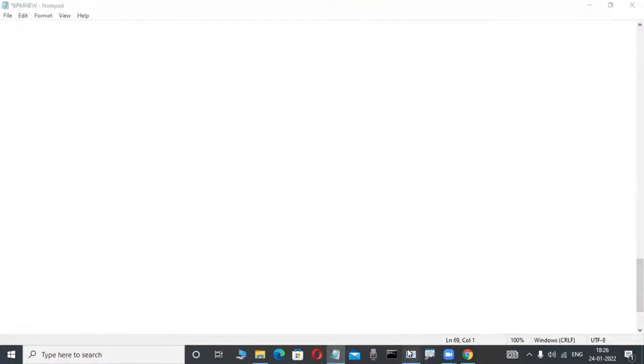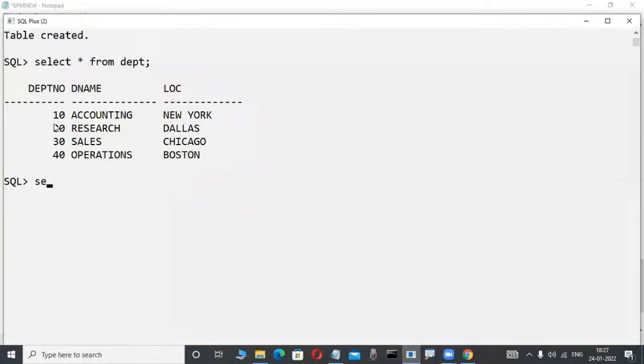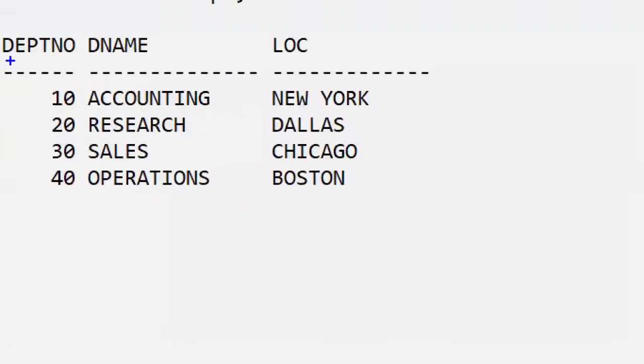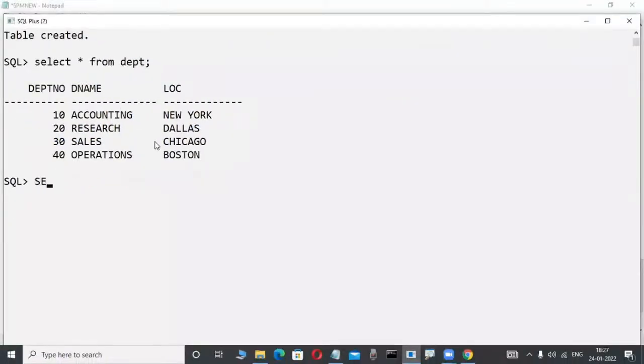Suppose you are a first-time newcomer. How are you thinking? Relational data model products store data only in table format. You are thinking, okay fine, I agree, data is stored in table format. Observe here, tables are also available. These are all the tables.